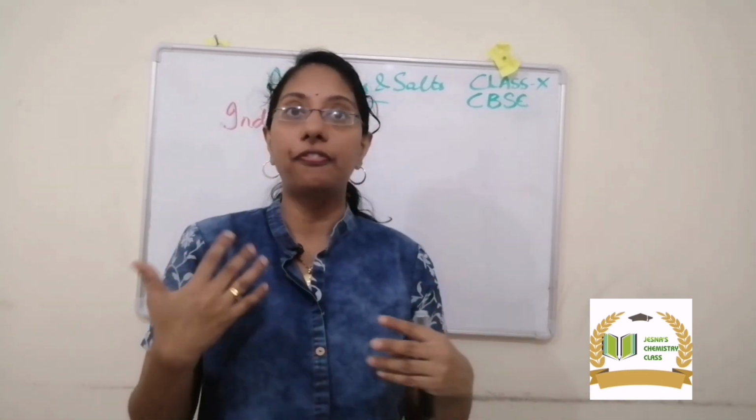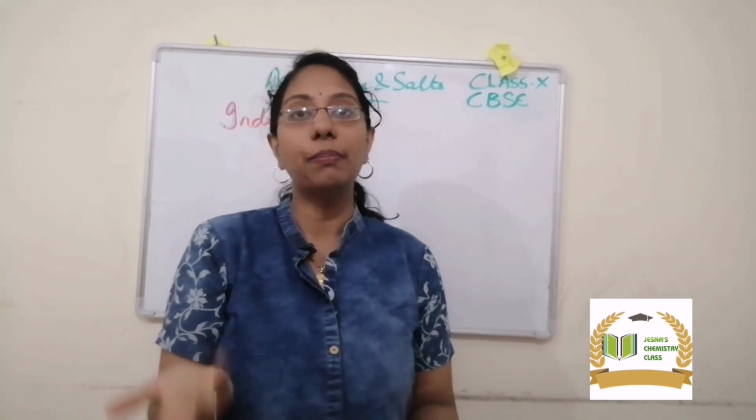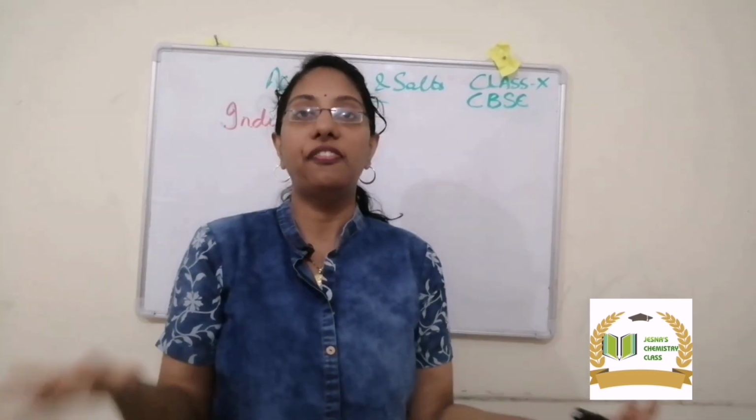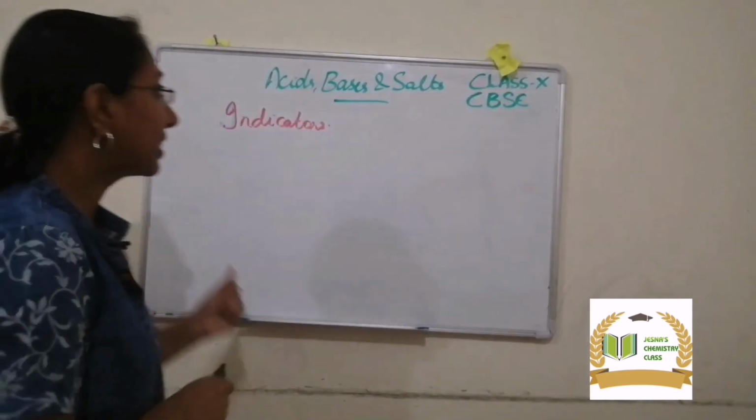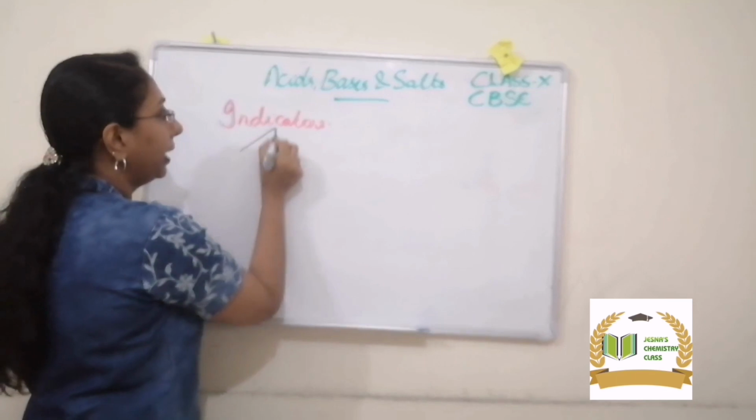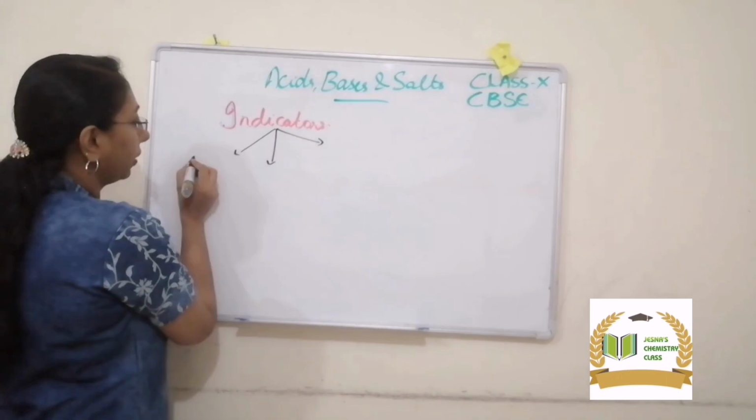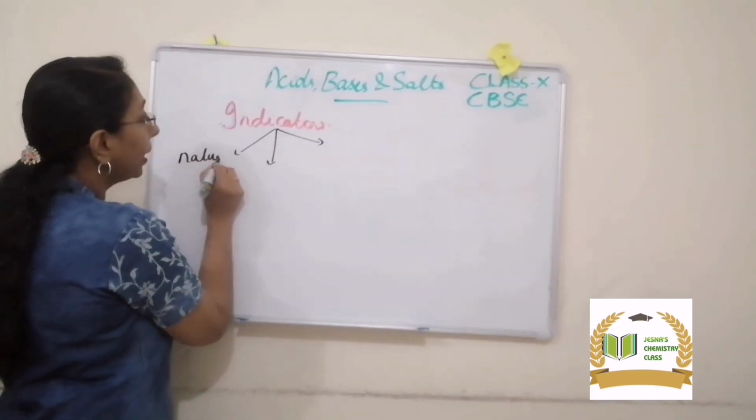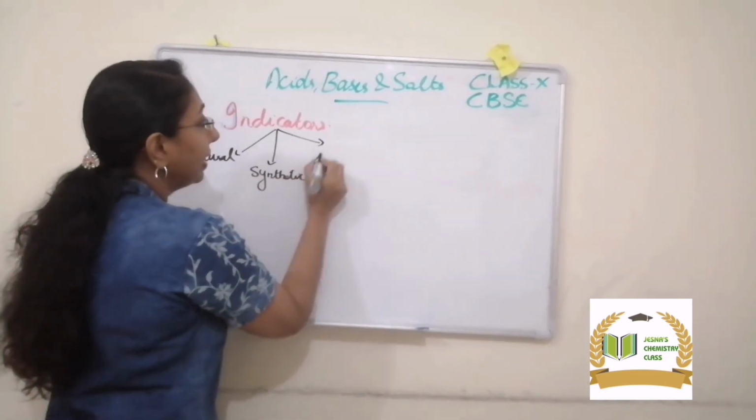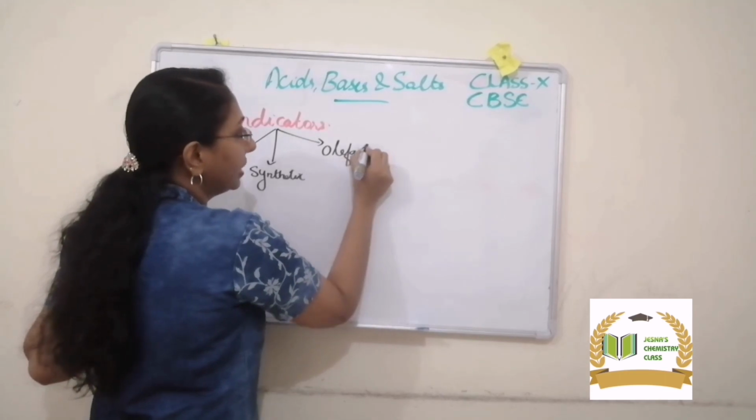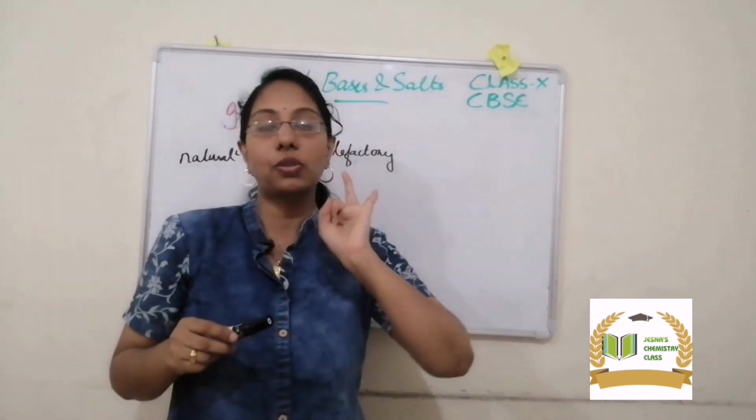Indicators are of different types. From the small classes onwards, we have learned about litmus paper or litmus solution, which we use to identify an acid or a base. But there are different types of indicators. In our textbook, we are learning only some. Indicators can be broadly classified into natural indicators, synthetic indicators, and olfactory indicators.